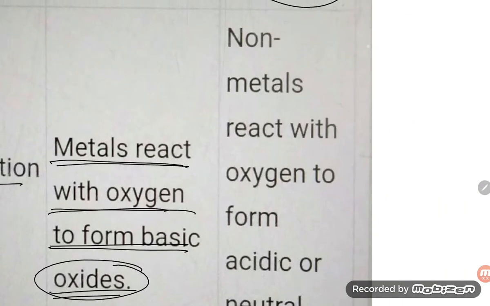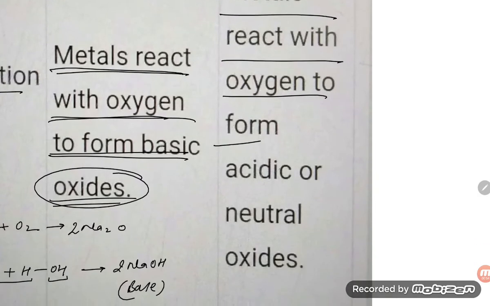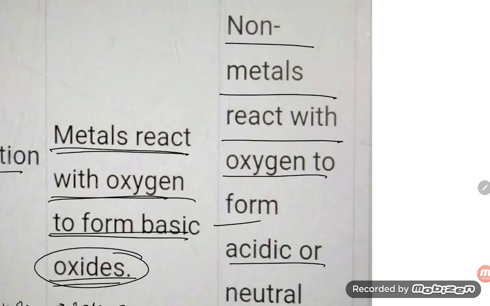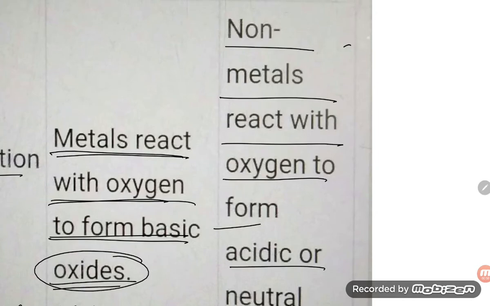Now let us see, non-metals react with oxygen to form acidic or neutral oxides. Now you see, like sulfur, it reacts with O2 to give SO3. You can balance it out, this is 2 moles, so put 2 and it is 3, 2 6, that is 3. Now, they say this is the acidic oxide.